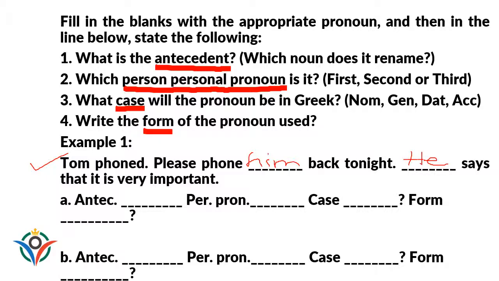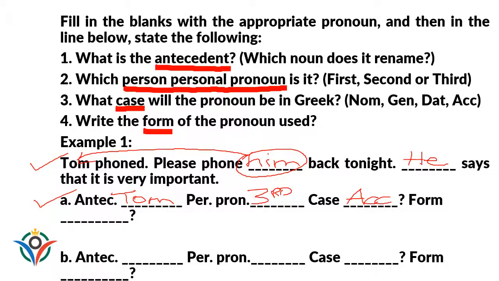So let's do the first example together. So we have A, all right, so what is the antecedent for him? Well, him refers back to the subject, which is Tom. So we can write here, Tom is the antecedent. Personal pronoun: him, it's a third person personal pronoun. Case: all right, so it's functioning there as a direct object, so it's in the accusative case in Greek. And the form, I know you're not too familiar with them now, but it is going to be auton.